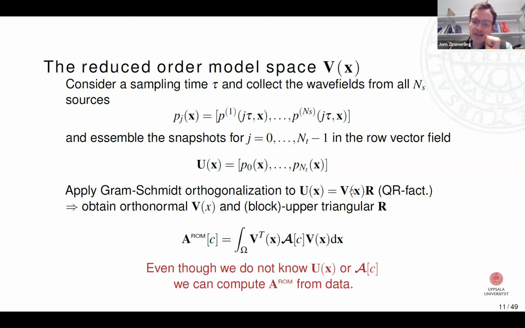Then we get a basis V times an upper triangular matrix R from our Gram-Schmidt process, which you can also look at as a QR factorization, if you will. And then we obtain an orthonormal row vector field V and a block upper tridiagonal matrix R. And then the projection of our PDE, so of our operator C minus C Laplacian Xi, onto these snapshots V of t, we call this our reduced order model, which is now a matrix.